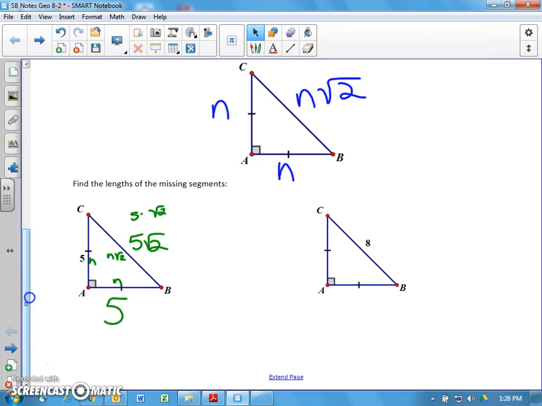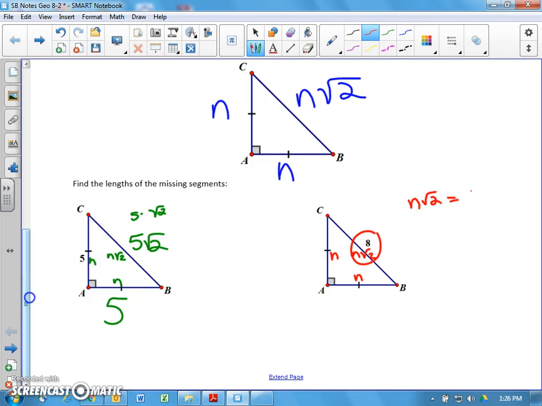This next example is a little bit different. If we think about our side lengths, this is n, and this is n square root 2. Well, I don't know my n this time, but I can set up an equation using this information. I can say that n square root of 2 has to be 8. Solving for n, I would divide by the square root of 2, and I get 8 over the square root of 2.